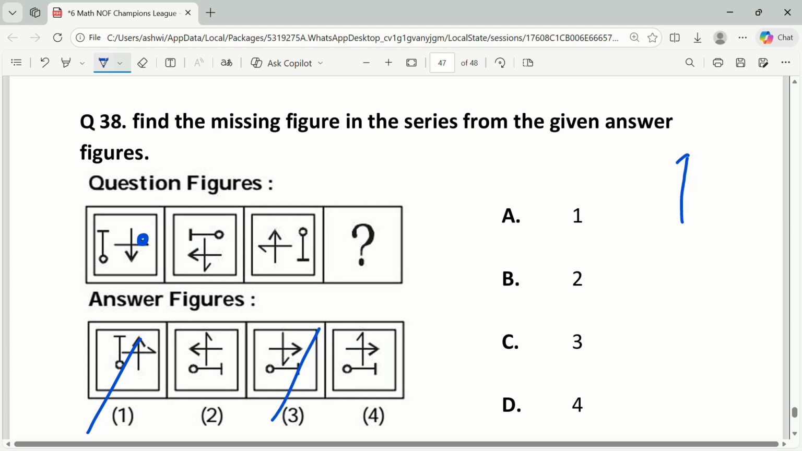Now, looking at the second arrow, we can see it was first pointing down, then left, then top. Now it will be pointing towards the right. Comparing with the options 2 and 4, 2 has its arrow pointing towards the left, so this is not the answer. Hence, the answer is 4, which is D.